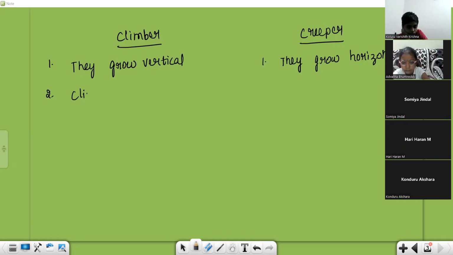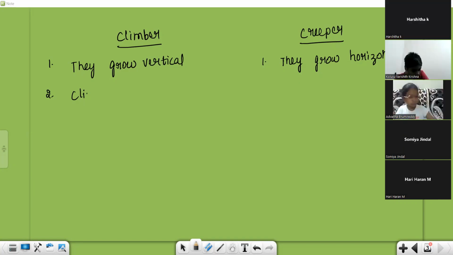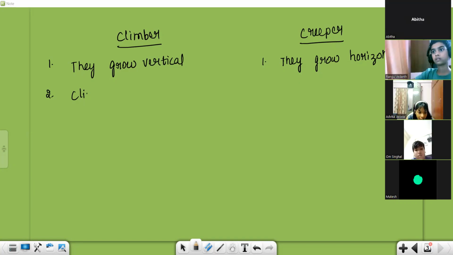Okay, ma'am, tell me, do climbers grow in different soil and creepers grow in different soil? No, they can grow in any kind of soil, but they may be seasonal sometimes. Actually, their lifespan is short and they can be seasonal. Okay, ma'am. Okay. Next, climbers.